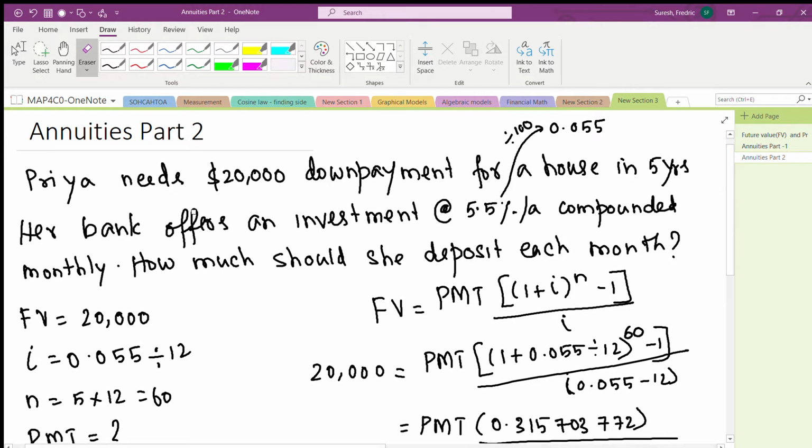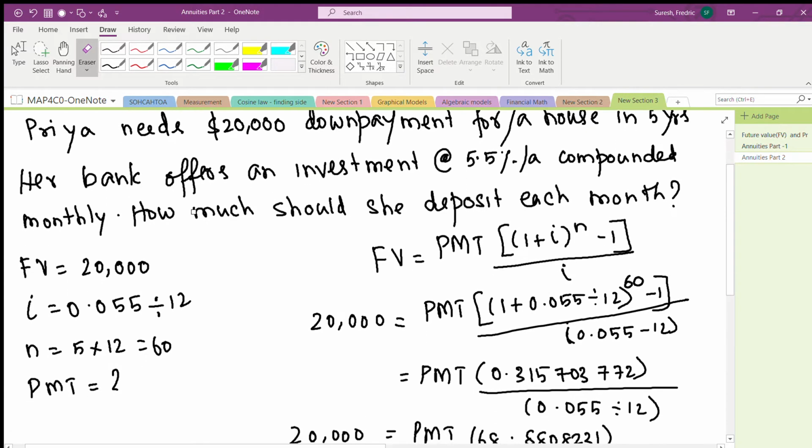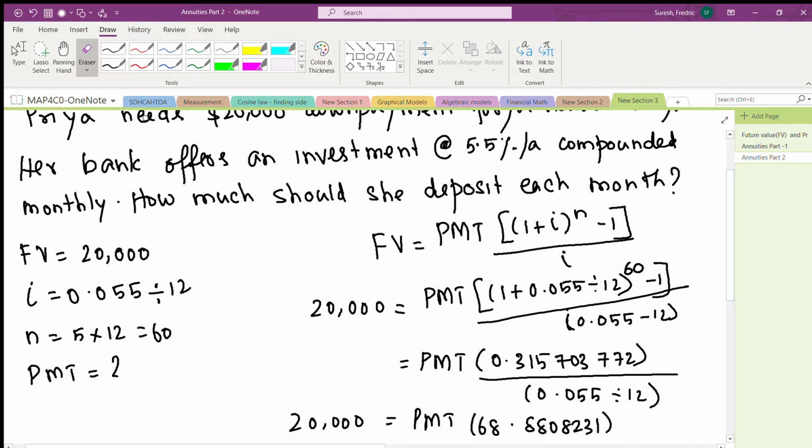So in this example, Priya needs $20,000 down payment for a house, and she needs it in 5 years. A bank offers an investment which pays her 5.5% compounded monthly. How much should she deposit each month? So I've written all these details down to save some time.